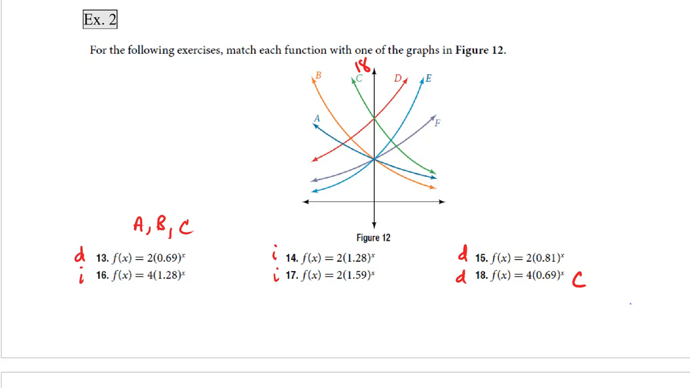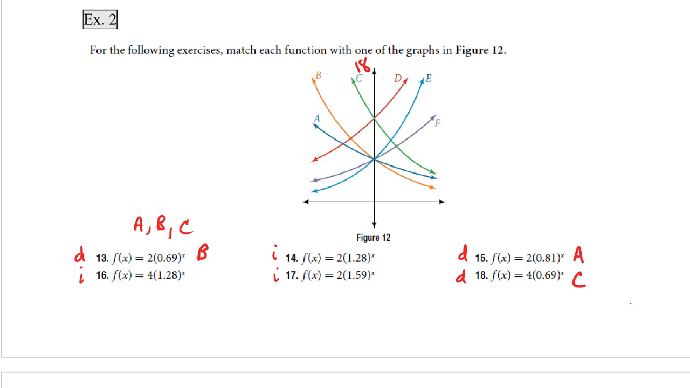So when you look at number 13, which has a 0.69 base, that's smaller than the 0.81 base for 15, so that means that 13 has to be the taller graph, which is B. And that means then that 15 has to be the shorter graph, which is A.